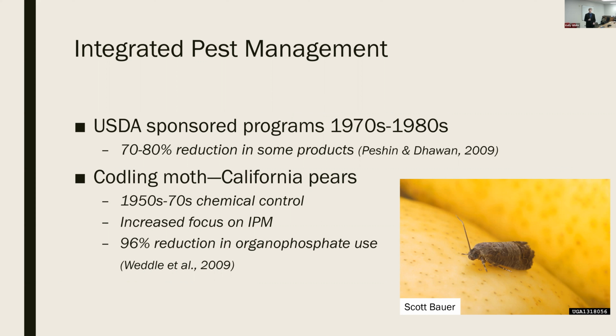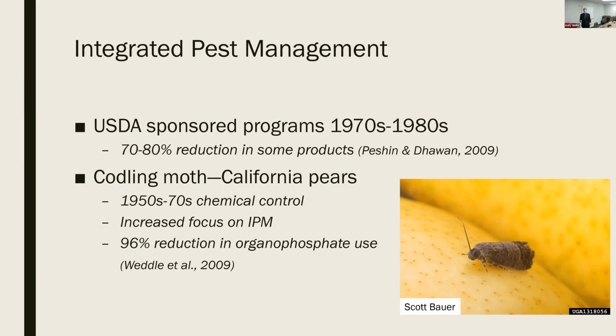Many scientists began to see this issue and call for changes in management tactics. And we're calling for more integrated pest management techniques. And in the 1970s and 1980s, the USDA began to sponsor a number of integrated pest management programs. And these programs have been associated with a 70 to 80% reduction in the use rates of some insecticidal products. This is possibly due to the replacement of some of these products with simply other products, but there was some reduction in the overall usage of pesticides.